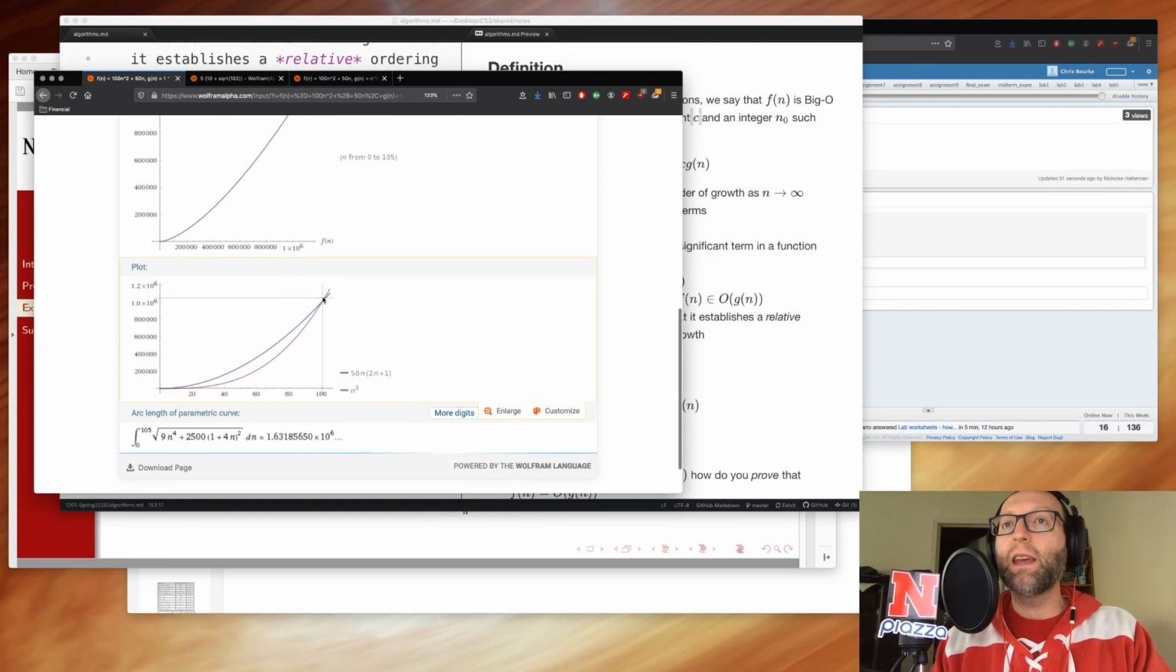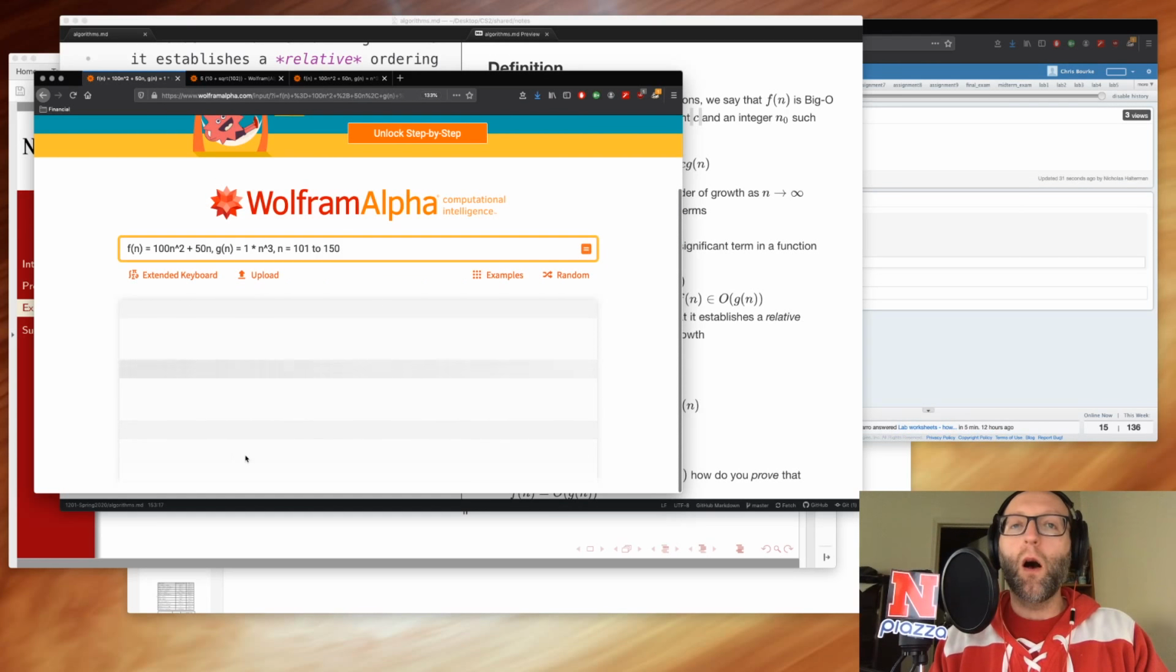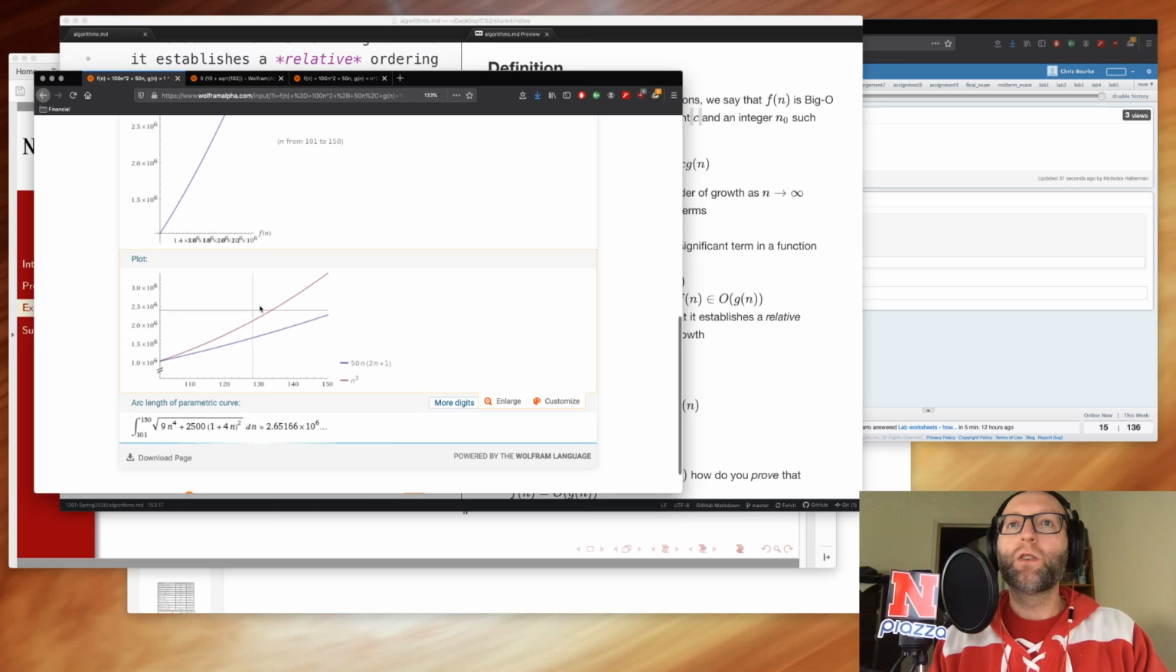And so what we can say is that after 100.49, or the next integer, because we're all dealing with integers, because again, these are inputs. There's no such thing as a 100.49 sized input. So just go to the next integer, 101. From 101 and beyond, in fact, I'll change the range here to 101 to, I don't know, 150. From that point on, this function will always stay above the other function because of the roots that I just established.